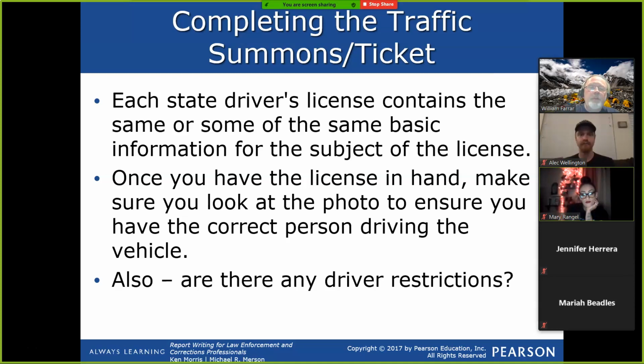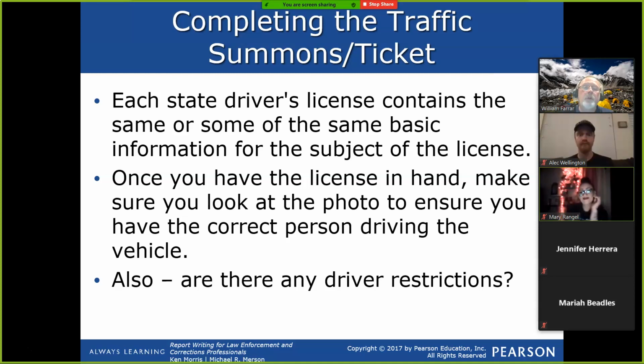Each driver's license contains the same or some of the basic information: the person's name, their address, their driver's license number, typically a description. They're 5'10", 170, black over brown, meaning black hair, brown eyes, or blonde over blue, or whatever it is. They'll have their birthday on there. They'll even have a special section for corrective lenses. So if you're supposed to be wearing glasses, you'll see there's a little corrective lens thing on there.